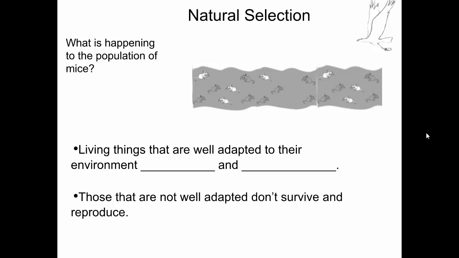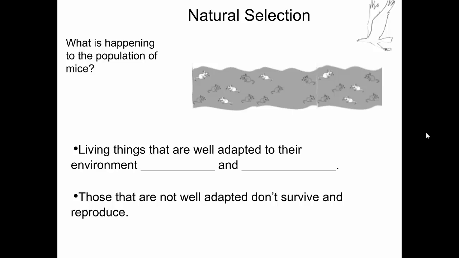Which ones are going to survive longer? Obviously the darker ones. And therefore, if they can survive longer, if they're less likely to be eaten, they're also more likely to do what? Not only survive, but reproduce. And when the darker mice reproduce, what are their offspring most likely going to be like? Probably also a similar fur color.